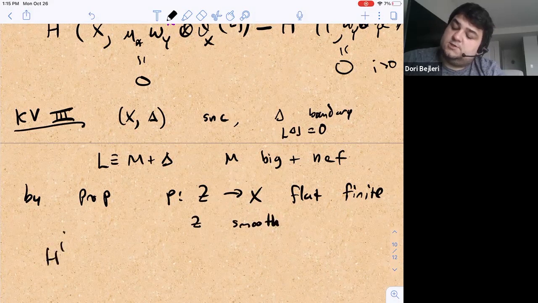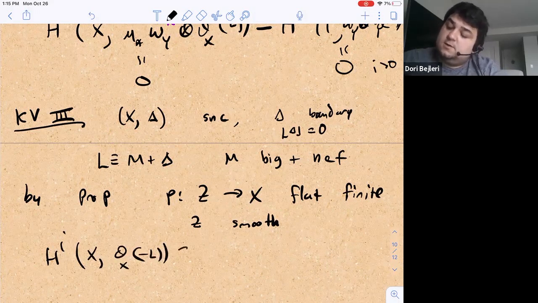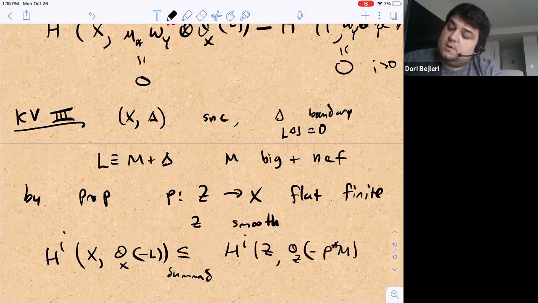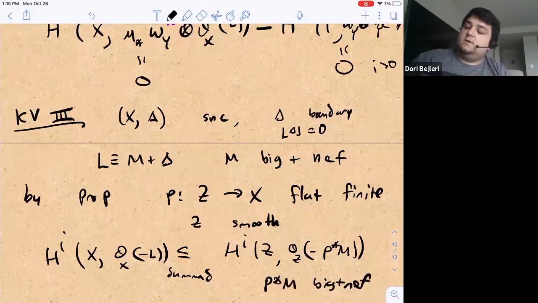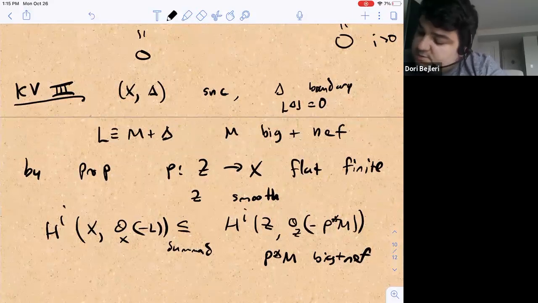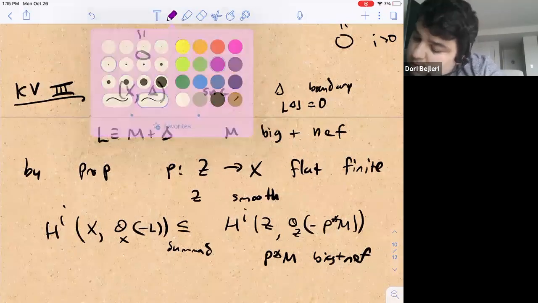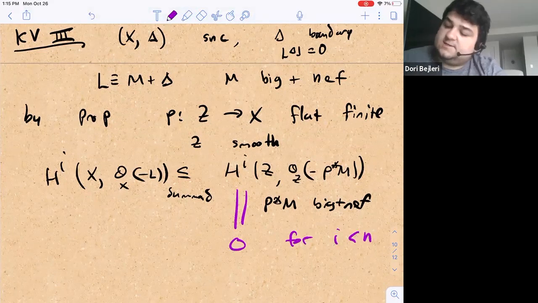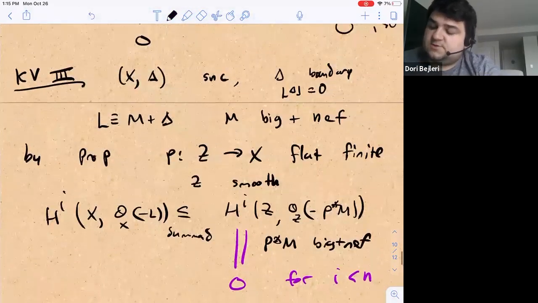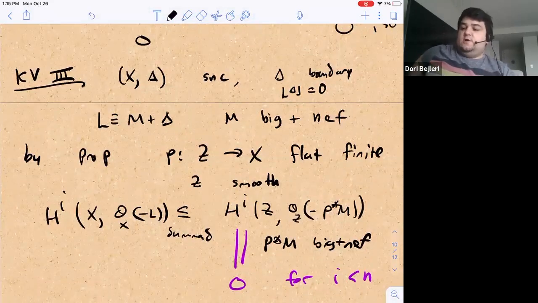and the cohomology of O_X minus L being a summand of the cohomology on Z of O_Z minus pullback of M. But now p upper star M is big enough because it's the pullback of a big enough by a finite map. And so this is 0 for i less than n. And so that gives us Kawamata-Viehweg vanishing for big NF plus boundary, which was KV3.